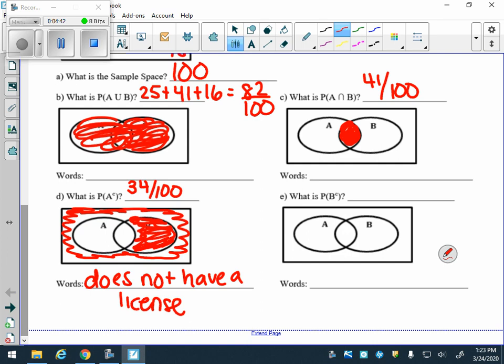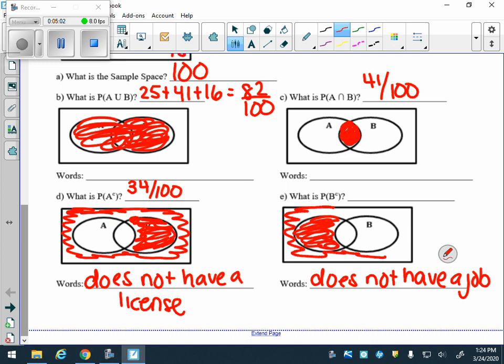because you are adding together 16 plus 18. Now for E, what is the probability that students do not have a job? Well, it's only A, and the outside. So only A, which is 25, and the outside, which is 18, is 43 out of 100.